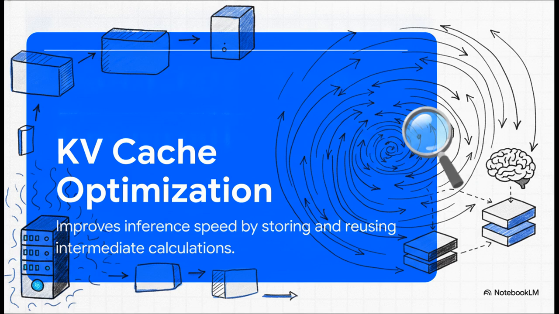KV caching massively improves speed by storing and reusing intermediate calculations. Rather than forcing the model to do the exact same complex math over and over again for every single token, we just cache those calculations in memory. Yes, it uses more RAM, but it saves immense, game-changing amounts of time.